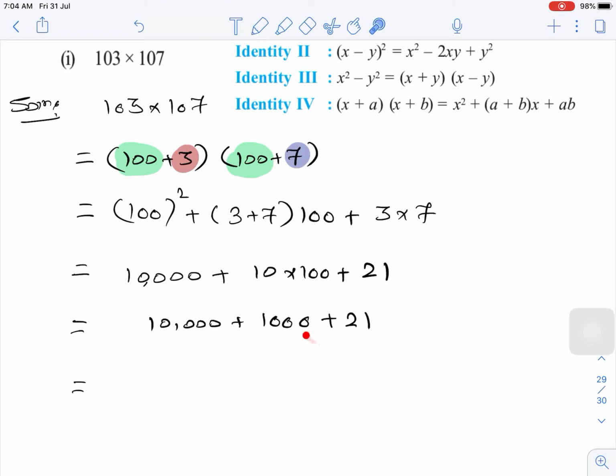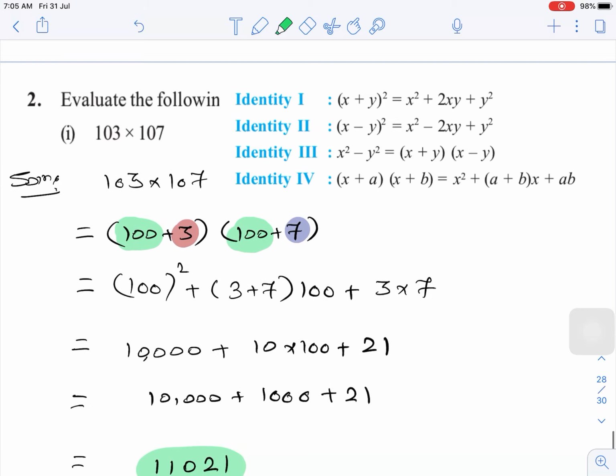Now 1 plus 0 will become 1. The next 2 plus 0 will become 2, and next 0 plus 0, so it will become 0. Next step, 1 plus 0 will become 1, and finally our 1. So what is our final answer? Our final answer is 10,021.